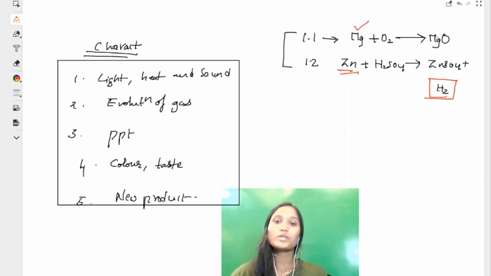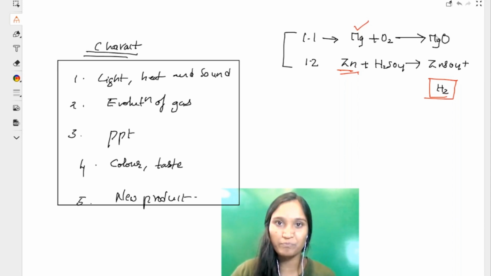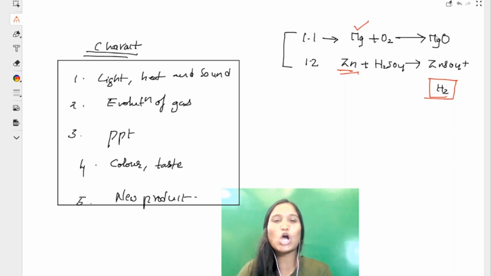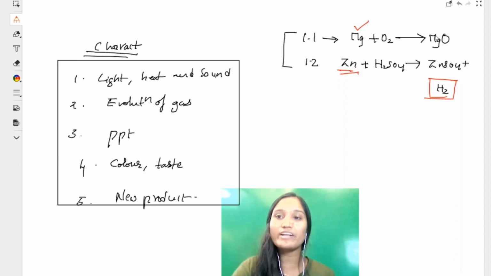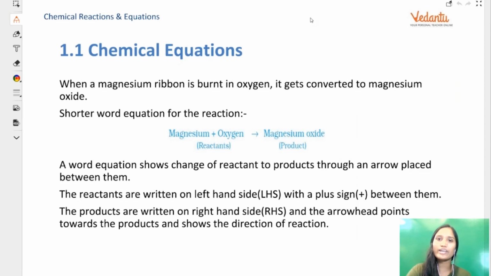Because it is too long to represent chemical changes in word form, to avoid wastage of time, paper and energy, and in fact to study chemical changes more easily, we have a shortcut. That short way of representing a chemical change is nothing but a chemical equation. So a chemical equation is a symbolic representation of a chemical reaction.